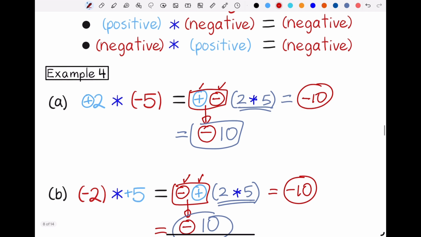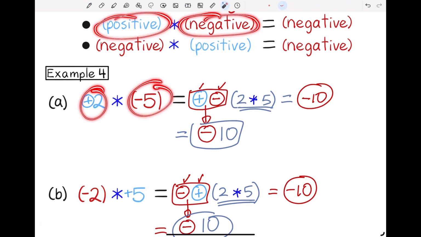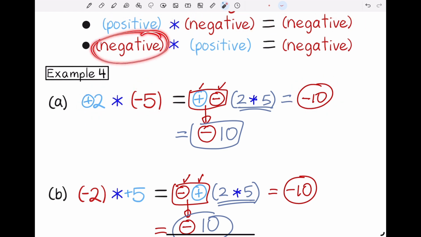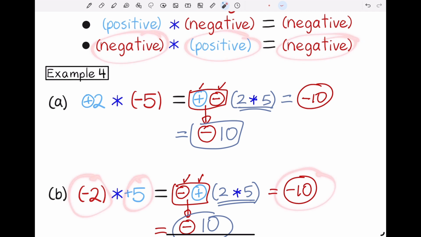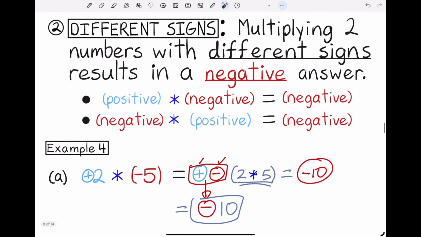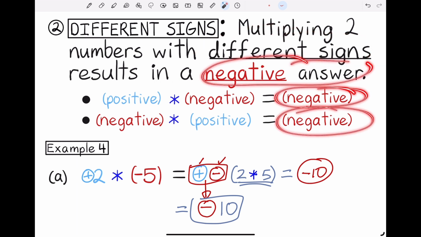And so let's take a look here. We saw that a positive number times a negative number gives us a negative answer. And we also saw that a negative number times a positive number gives us a negative answer as well. So whether you're multiplying a positive times a negative or a negative times a positive, if they have different signs, our answer will always be negative.